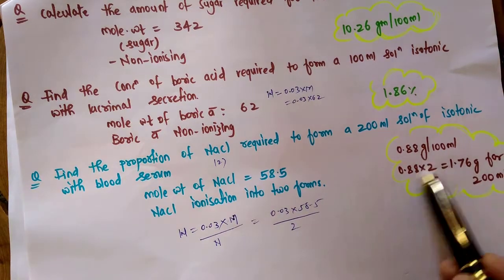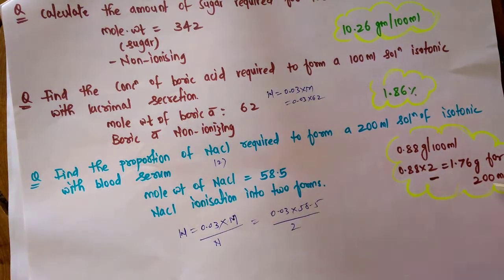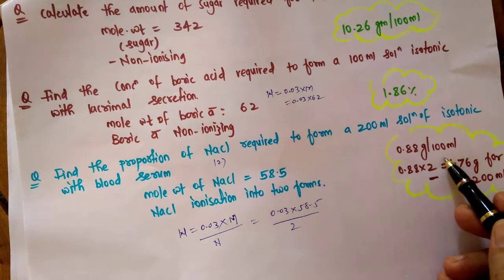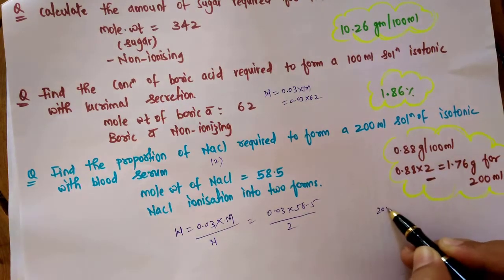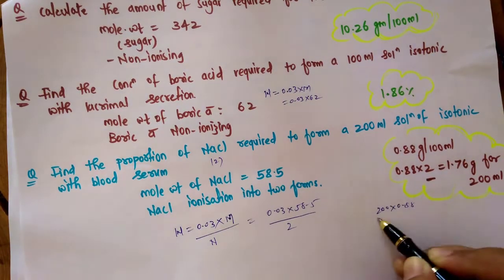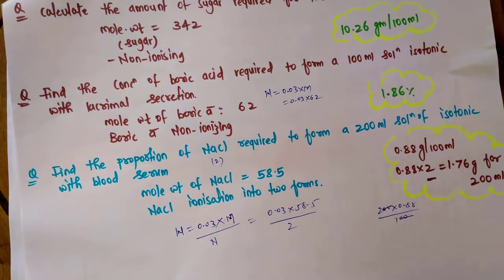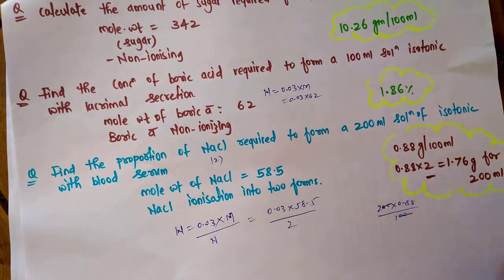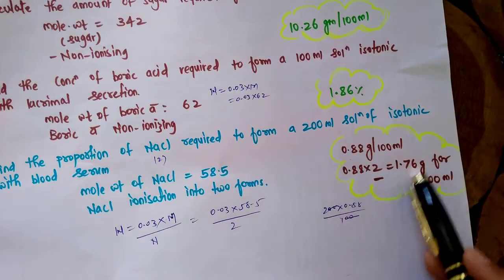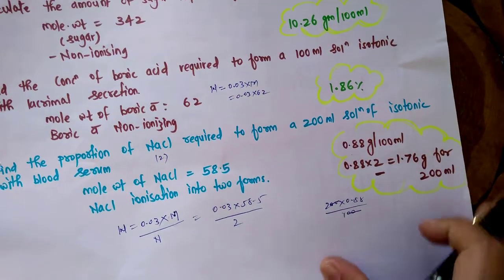So it will be multiplied by 2. Why? Because 0.88 is for 100. So for 200 it is how much? So 200 into 0.88 divided by 100. So this 100 will get cancelled. So it will become 2 into 0.88. So the answer is 1.76 grams for 200 ml.